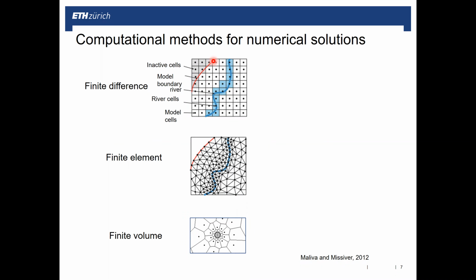And for the finite element, because the calculation node is exactly located on the line, it can clearly and accurately represent these line boundaries. And the finite volume is more flexible than these two methods. It builds up a small finite volume over each computation node, and based on each finite volume, we can do the mass balance analysis.